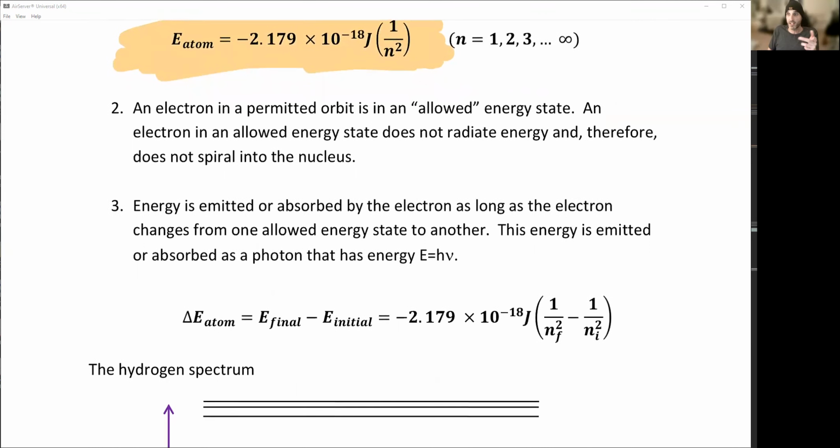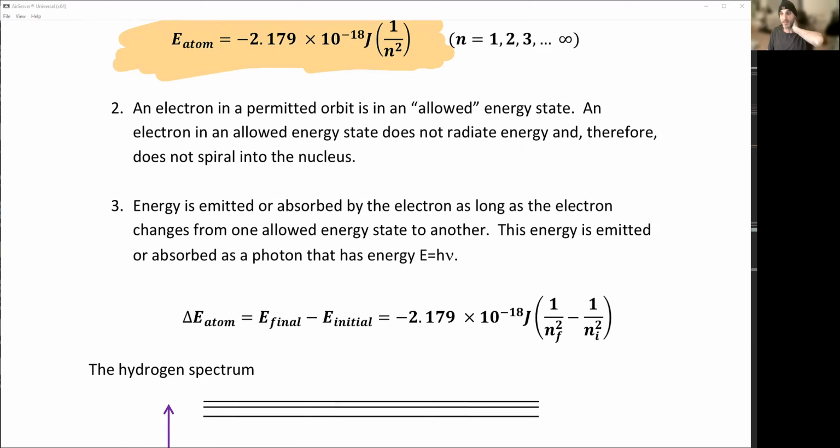Second, an electron in a permitted orbit is allowed, and the electron does not radiate energy, therefore does not spiral into the nucleus. So an electron in an allowed energy state does not radiate energy, and therefore does not spiral into the nucleus. If it's in one of these states, it's going to hang out there for a number of reasons.